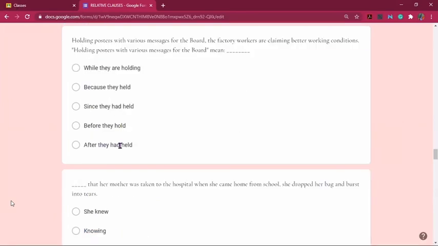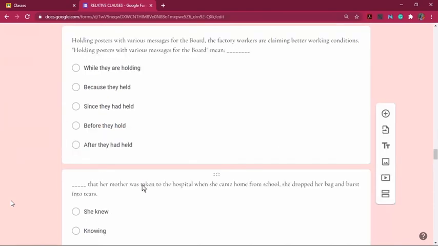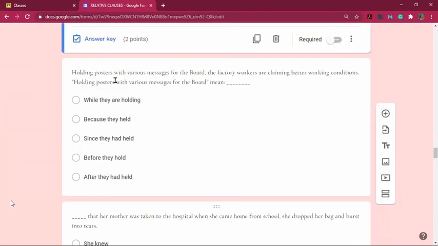Okay, I want to say about this. Holding posters here should be something done also by the person in the main clause, so the factory workers. We recognize this kind of structure in English, and most university entrance tests have this kind of structure questions on their test. So they have like holding posters with various messages for the board, comma, and then the factory workers or something.